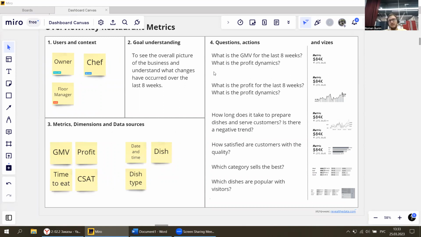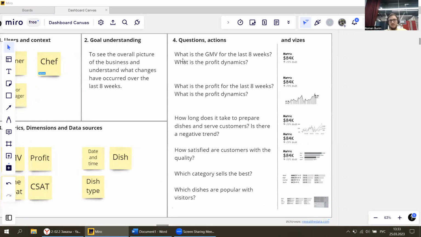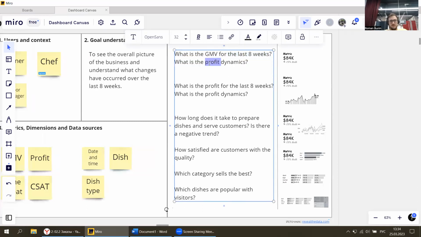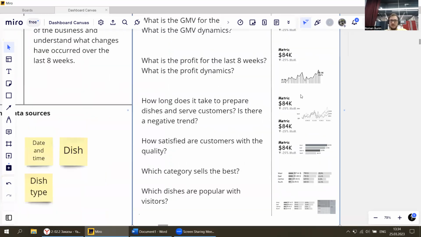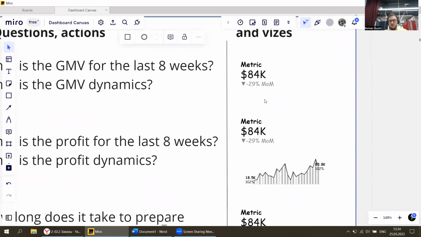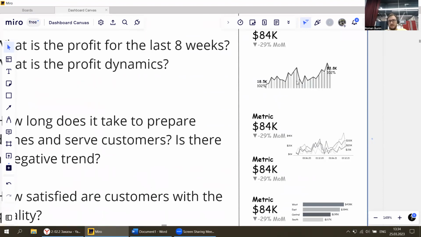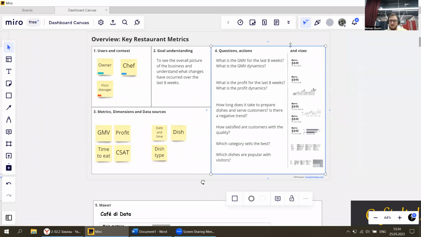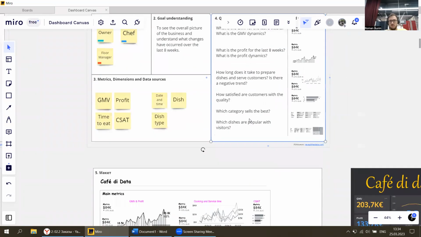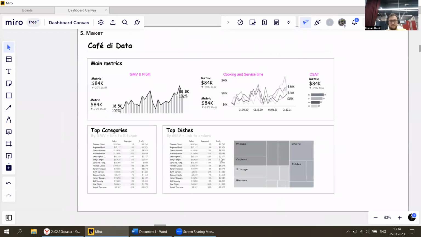When we have it, we can create some questions, like, for example, what was the GMV for the last week? What was the profit dynamics? So just simple questions, and also a simple way to show how we are going to display it, like KPIs, line charts, spark lines, tables, and so on. These questions you can use to create a wireframe.